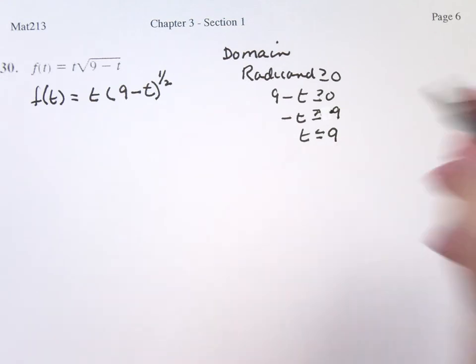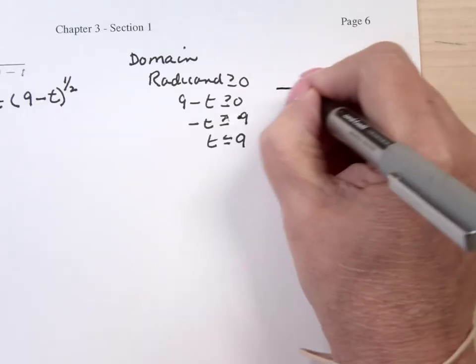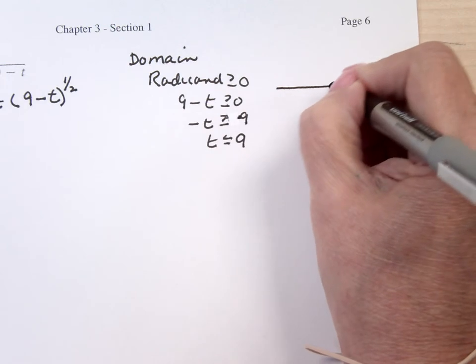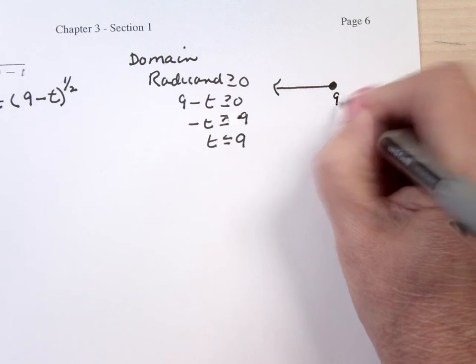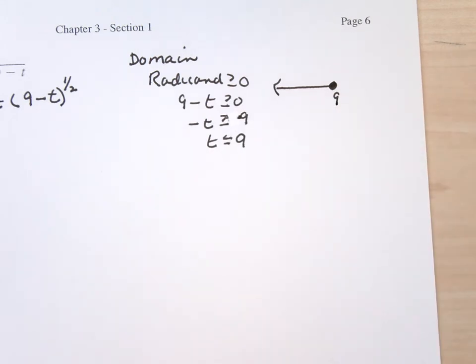So that means my number line is going to look like this. And it's going to start at 9 and move back. Why? Because that's what the domain of that problem is. So the only thing that makes any sense is a number line that starts at 9 and goes backwards.